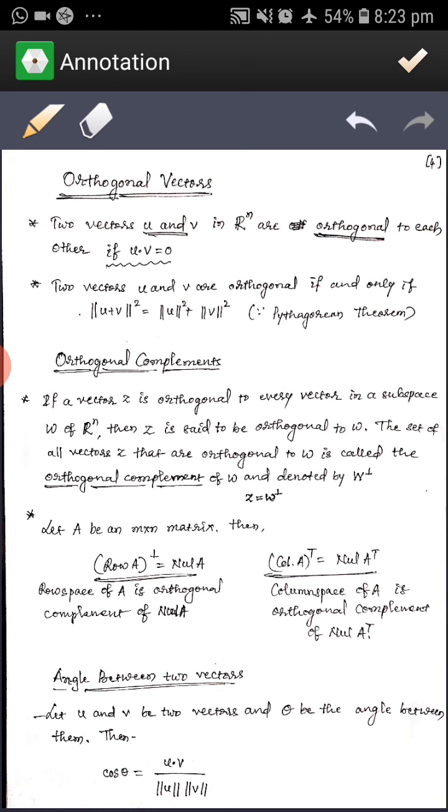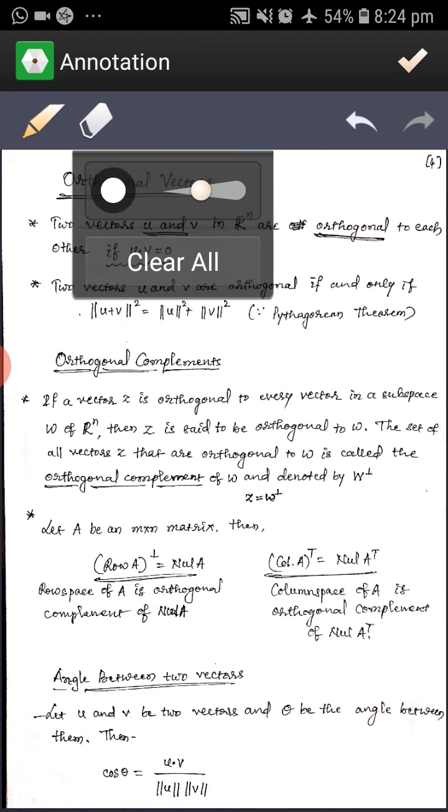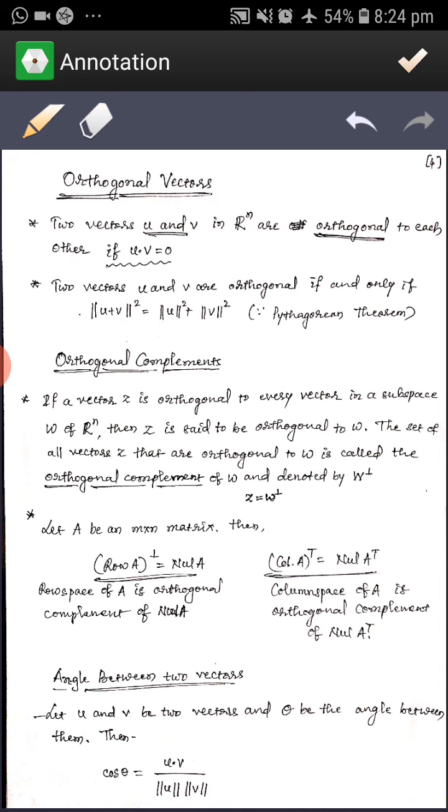Two vectors u and v are orthogonal if and only if the length of (u plus v) squared is equal to the length of u squared plus the length of v squared. This is one more law, which we can prove. But we call vectors orthogonal when their dot product is 0.